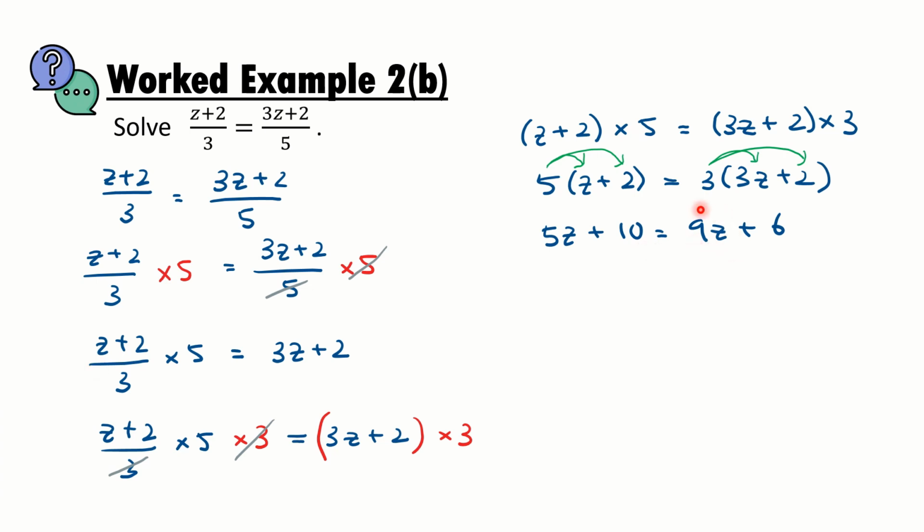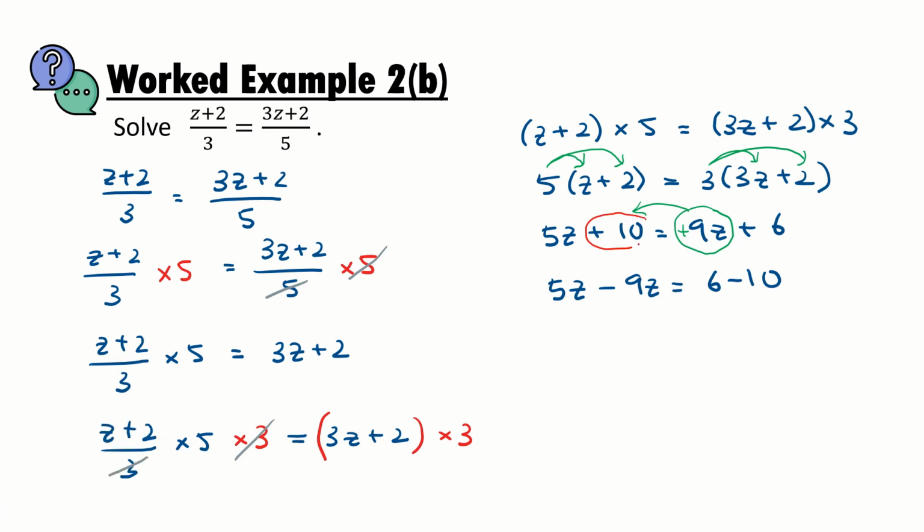I want to now shift this 9z, which is a positive 9z, over to the left side. Likewise, I want this plus 10 shifted to the right side. So I will have 5z minus 9z equals to 6 minus 10. Maybe perhaps let me just color code things.